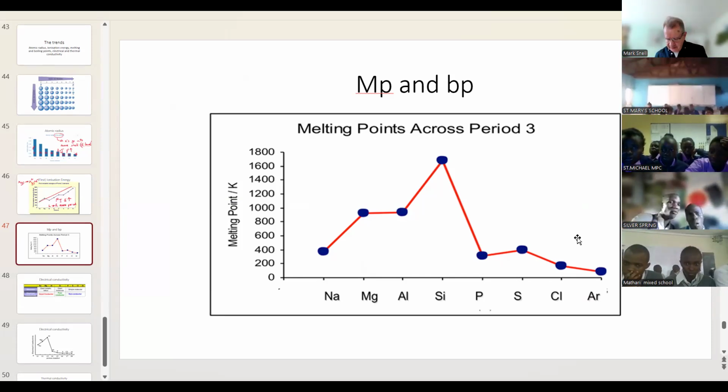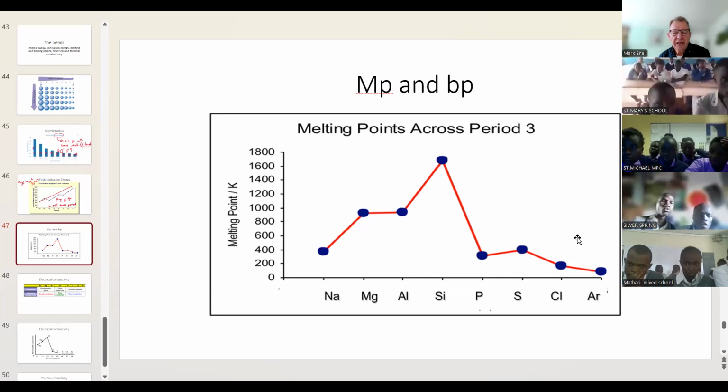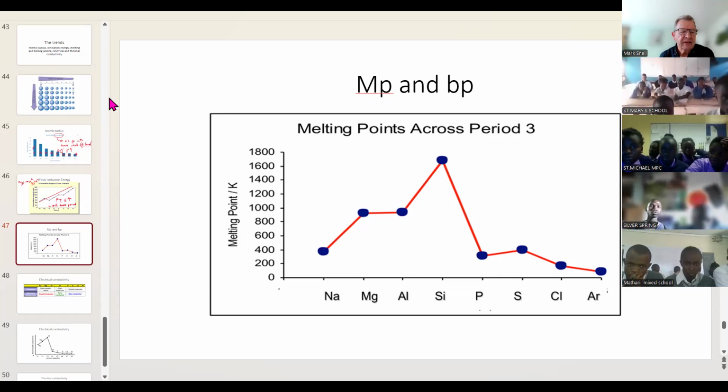Now, the reason for this is that the first 3 are metallic bonding. We already said that. Okay, they are metallic bonding.